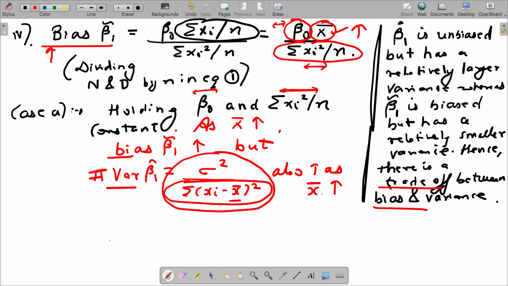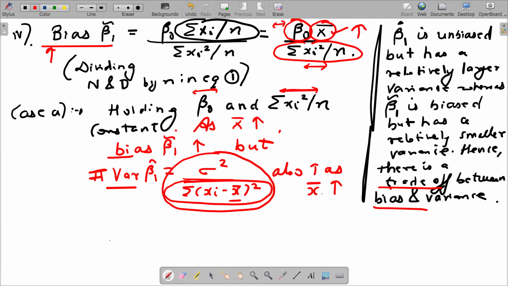As we increase x bar, beta 1 tilde will continue to become more biased. But then the variance of beta 1 hat will go up, so beta 1 hat will estimate beta 1 with lower precision. I have a choice. What should I do? Should I prefer less bias with higher variance, or should I prefer higher bias with lower variance?